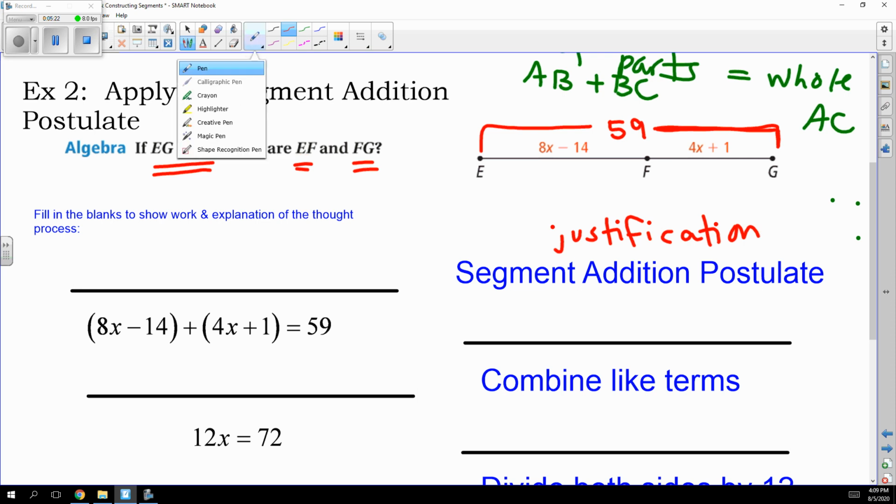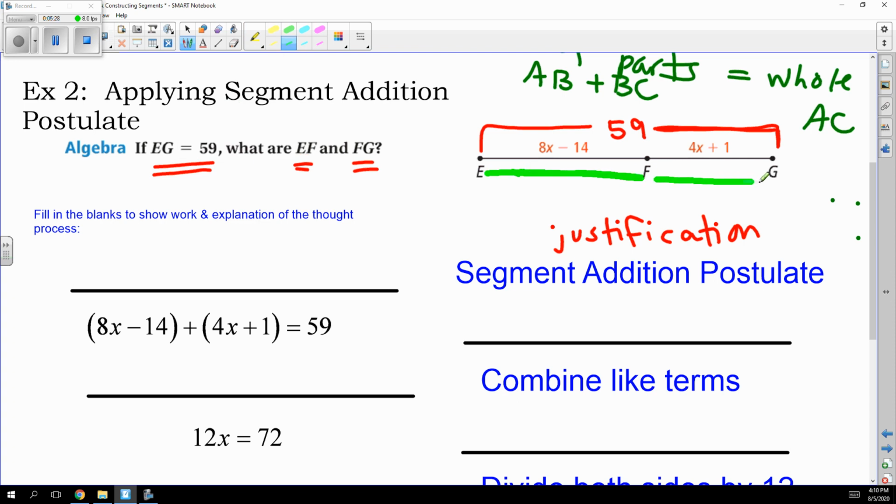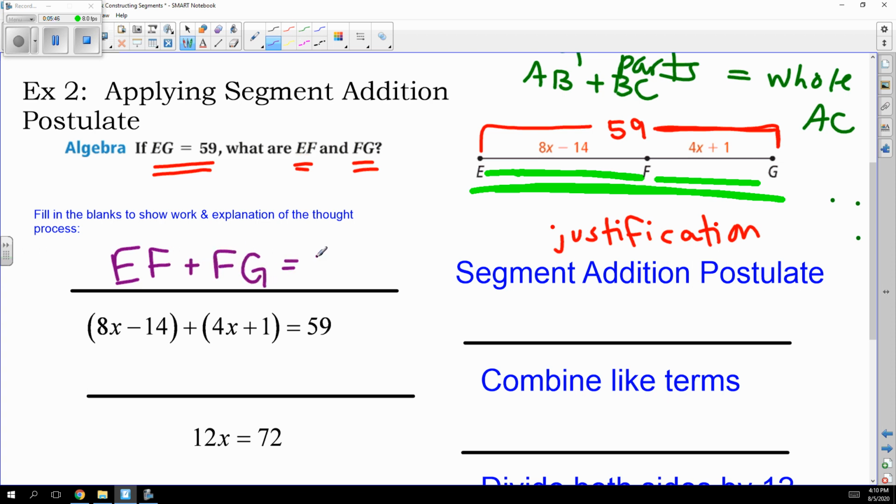So when I observe the relationships in this picture, what I notice is that the length of EF and the length of FG make up the whole entire segment EG. So if I'm going to apply the segment addition postulate in words, then I would say in symbols, excuse me, I would say in symbols, the length of EF plus the length of FG is equal to the length of EG. Got it?